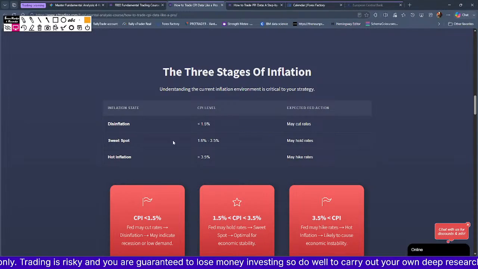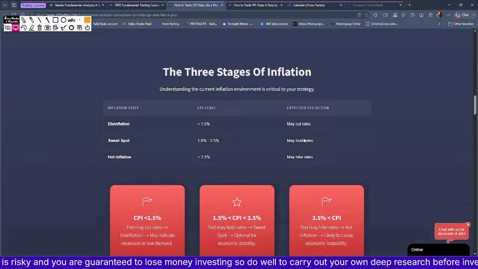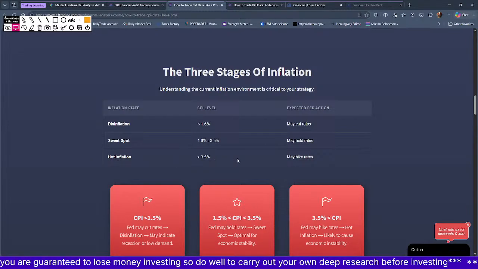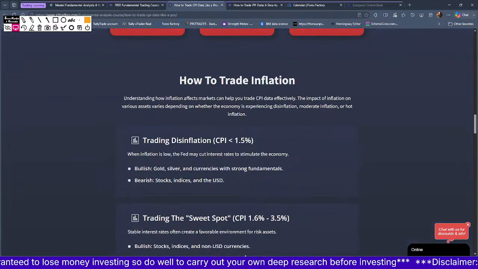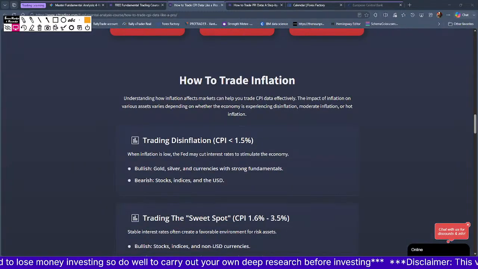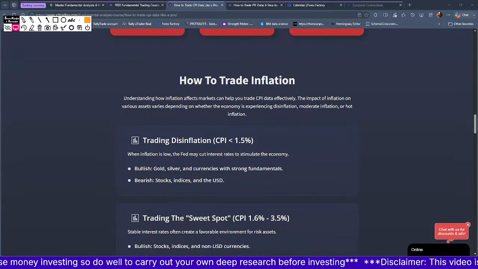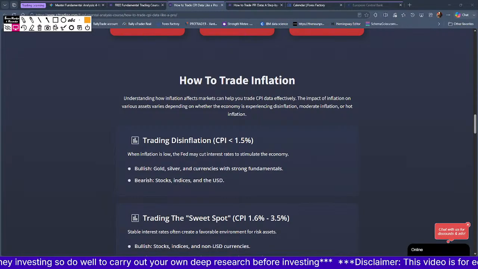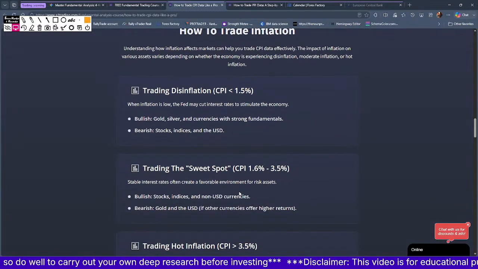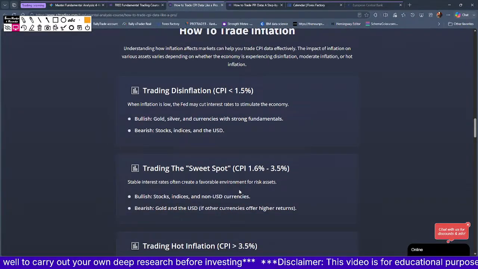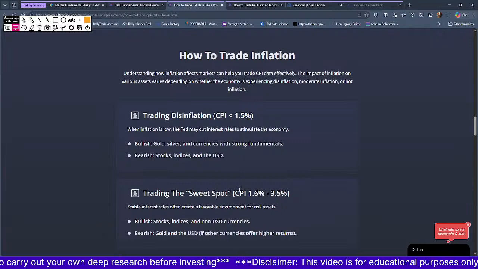So there's a sweet spot between 1.6 and 3.5%. At this level, the central bank may hold rates. And then hot inflation, greater than 3.5%. At this point, they may hike their interest rates because it's becoming too unbearable for people. So understanding how inflation affects markets can help you trade effectively.